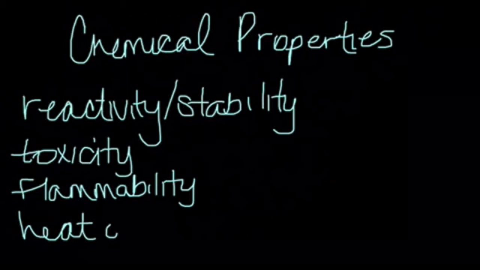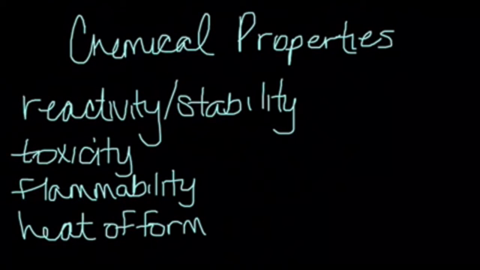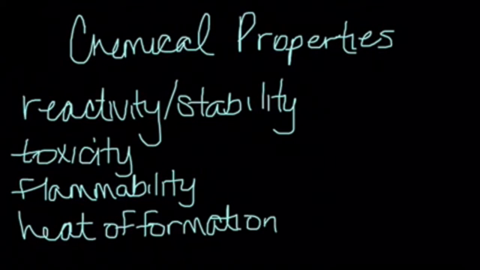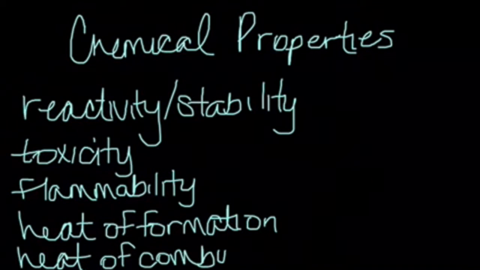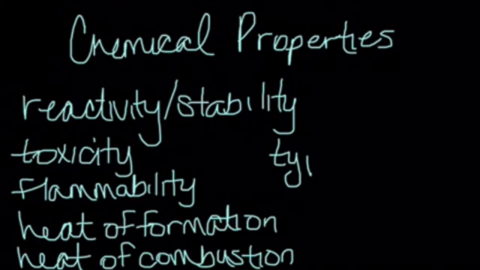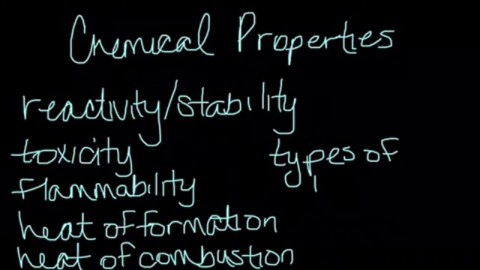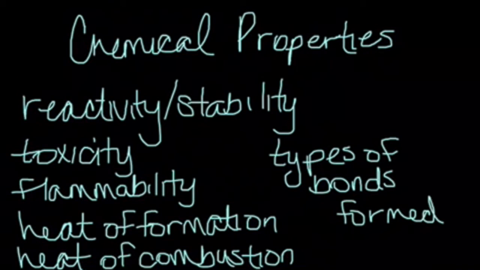So if it's a compound and when it's formed, is there heat given off or is heat absorbed? Then you have heat of combustion. So how much heat is given off if or when it combusts? And then finally, the types of bonds that are formed between other molecules of that same substance, other compounds, other elements, that sort of thing. So all of these properties we discover whenever there is a chemical reaction.